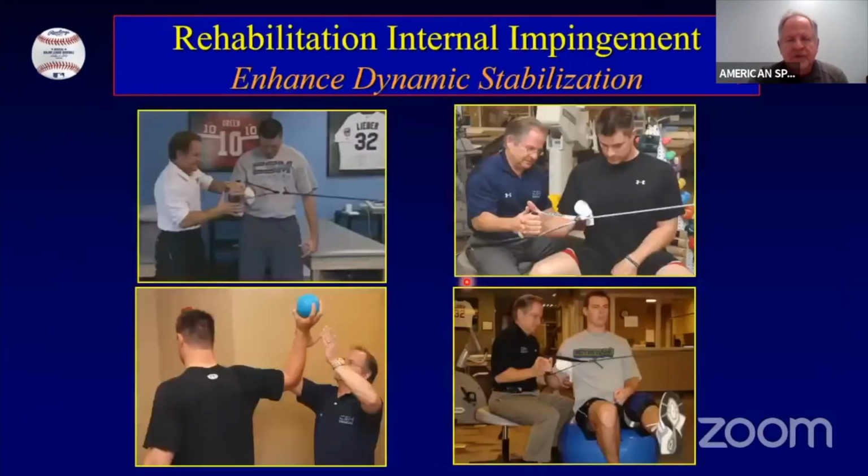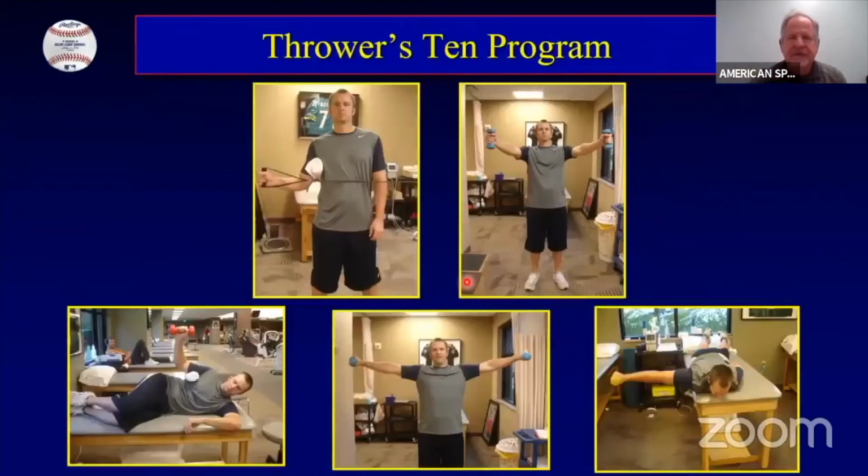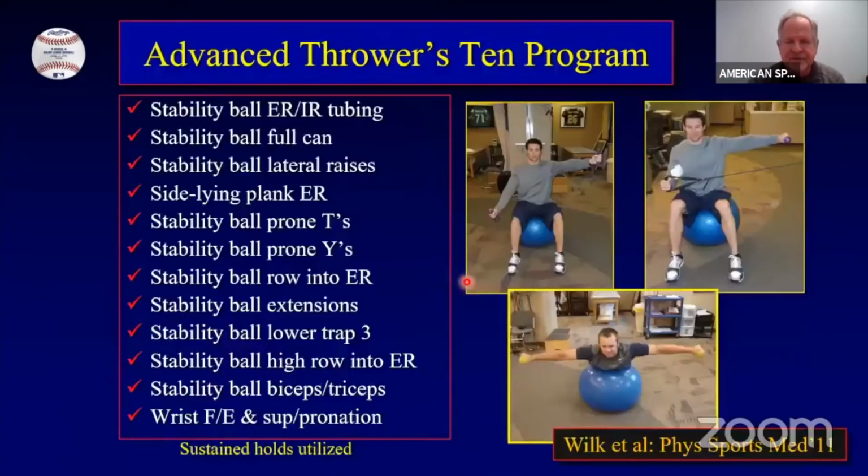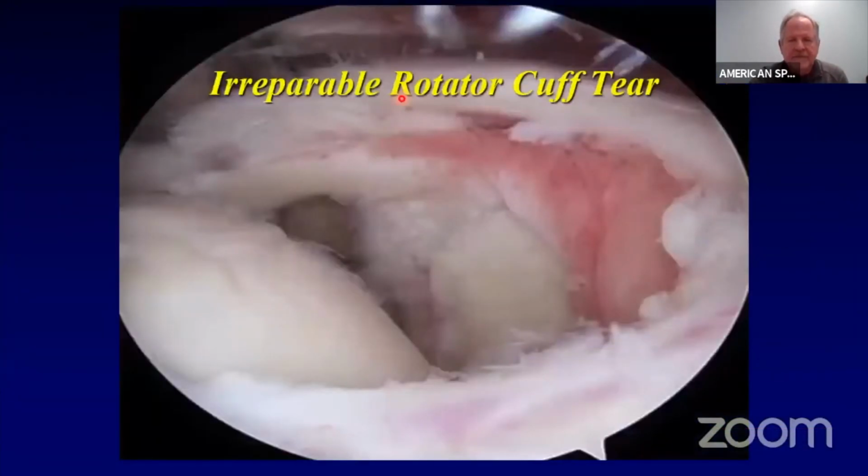Really important to work on flexibility and dynamic stabilization. Again, end range stabilization of the cuff, co-activation, and then we get you back into our Throwers 10 program, which is available through ASMI, progressing to advanced Throwers 10, and then a throwing program.